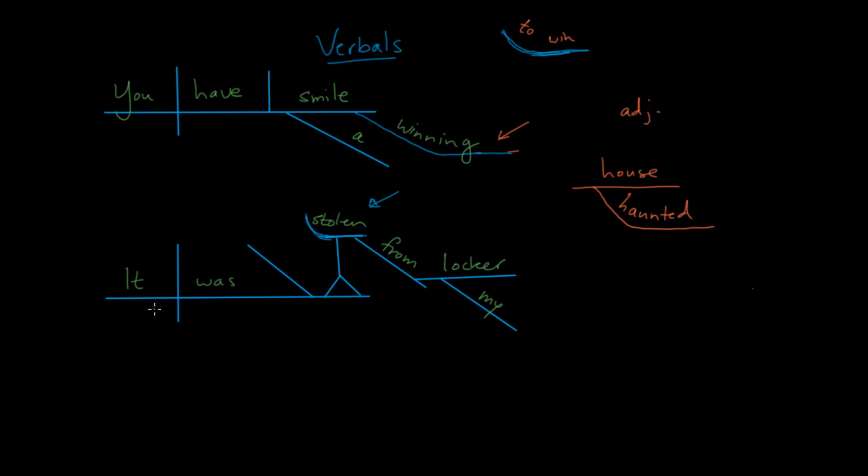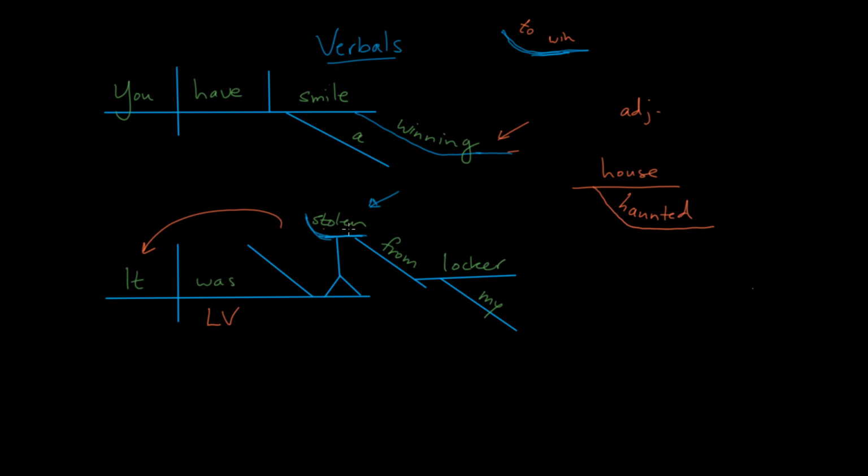In our next example here, it says it was stolen from my locker. Here we see that the participle can also act as a predicate adjective. So you'll remember that a linking verb like was is often followed by either a noun or an adjective. And if it's an adjective, then what we can have here is something like stolen. This is the past participle, right? And the past participle here is redescribing it. So it is, or in this case was, stolen.